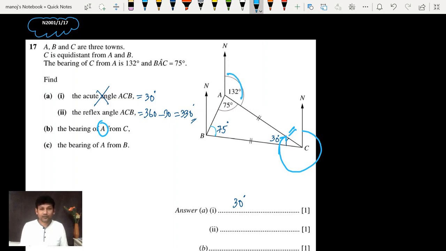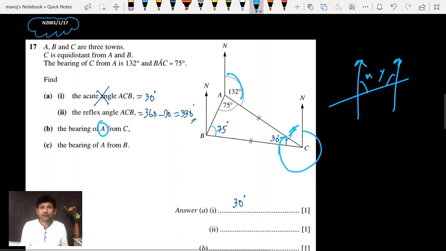Remember, the sum of these two angles is 180 degrees. Yes, I told you. Whenever we have this situation, two parallel lines, the sum is always 180 degrees, and you have to use this property frequently in this chapter. This is coming 48. When this is 48, what you can do, you can write 360 degrees minus 48, and you can get the answer 312. Okay, done.